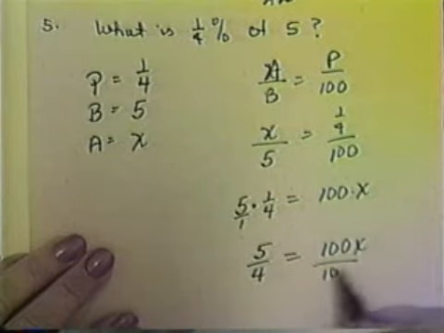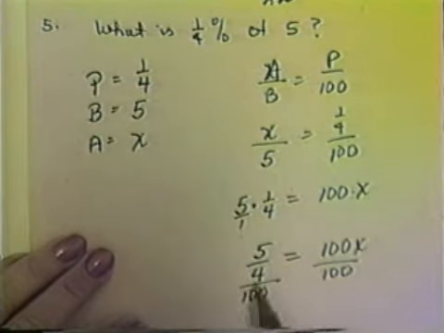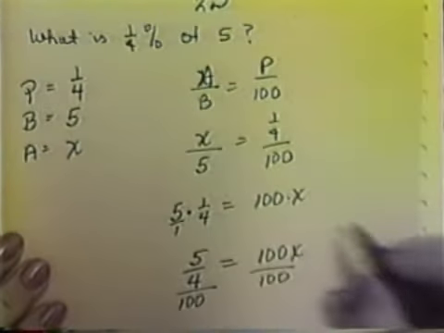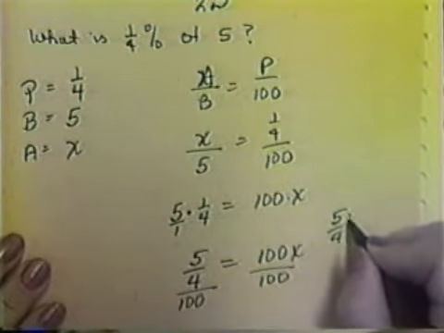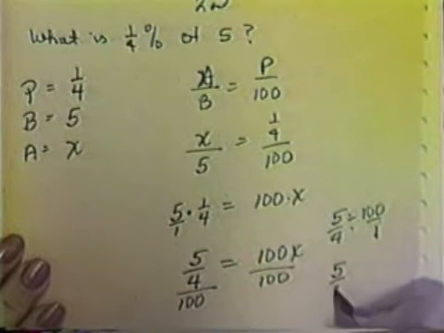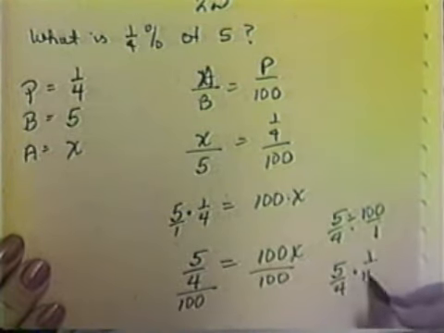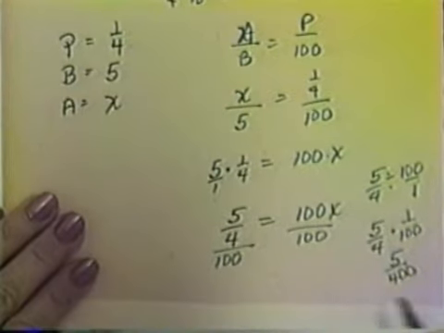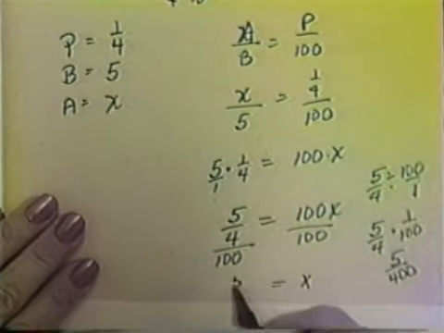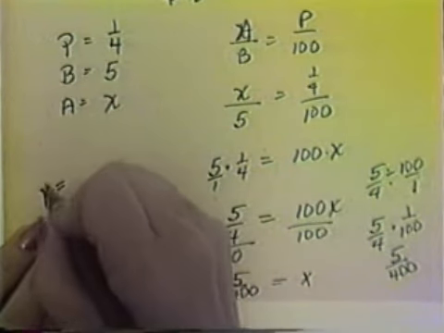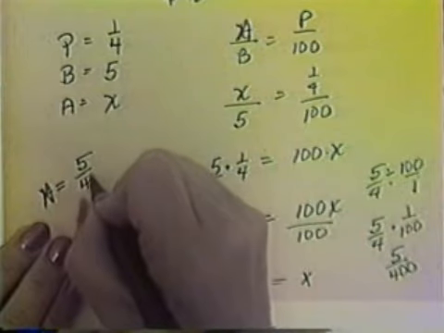And divide both sides by 100. We want 5/4 divided by 100. Put that over 1, gives me 5/4 times the reciprocal, 1 over 100, which is 5 over 400. So that says x is going to be 5 over 400. So our amount is going to be 5 over 400.